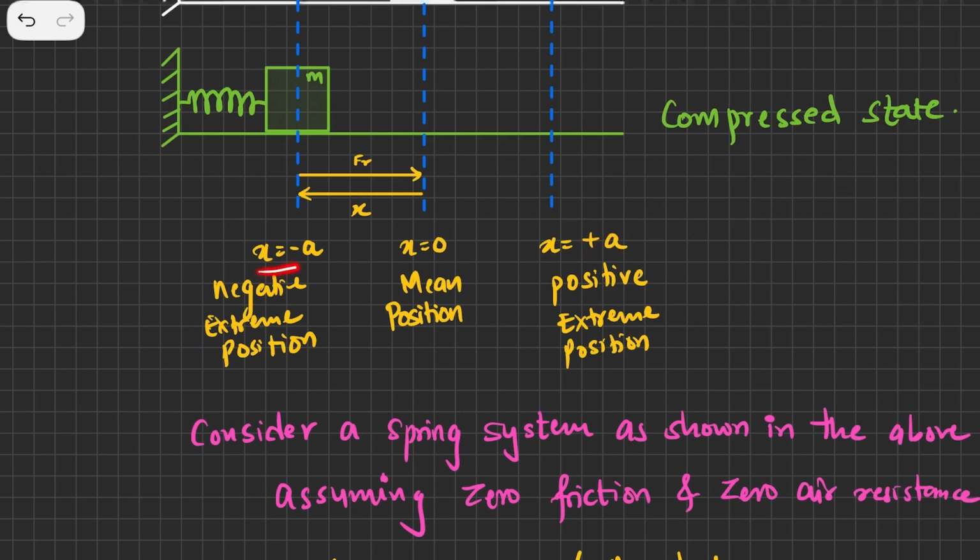And when the block was on the negative side, on this left hand side, we call it x equal to minus a, and this is called the negative extreme position. So from now on, in the entire chapter, we are going to call the center position the mean position or an equilibrium position. The right position is called the positive extreme position, and the left position is the negative extreme position.